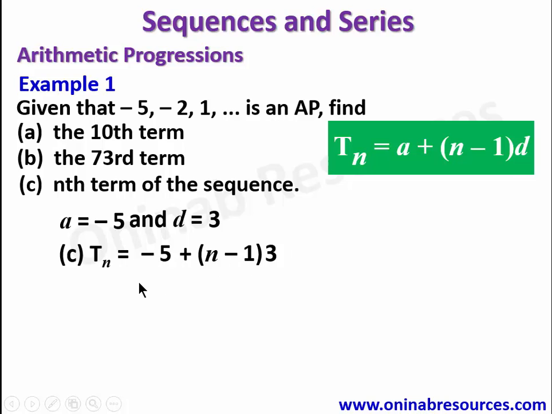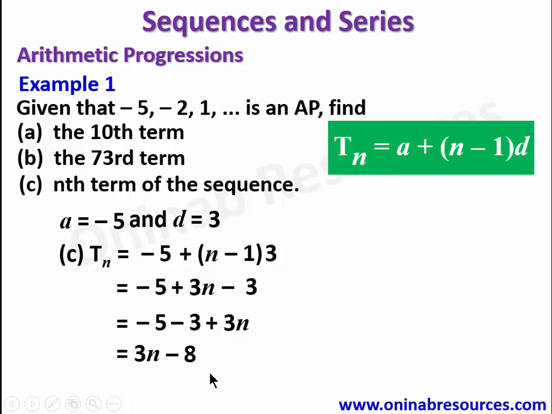So I will now expand this. If we are expanding this, we have -5 plus 3n minus 3. Here we collect the like terms. That's -5 minus 3 plus 3n. That will give us 3n minus 8. This is the nth term of the sequence. So that if you are looking for the 10th term now, you just put n is equal to 10. You have 30 minus 8, which is 22. That was the 22 we got in the solution of A. So that is the end of solution to example 1.